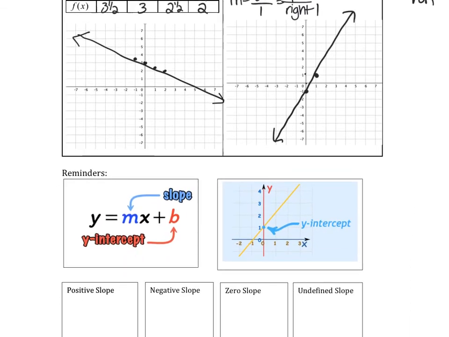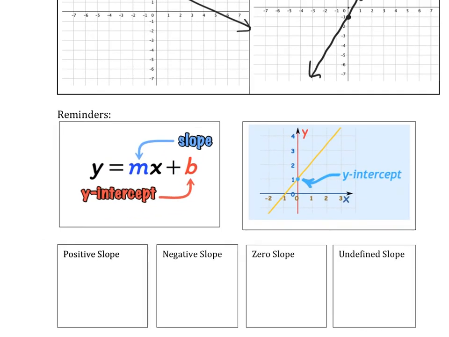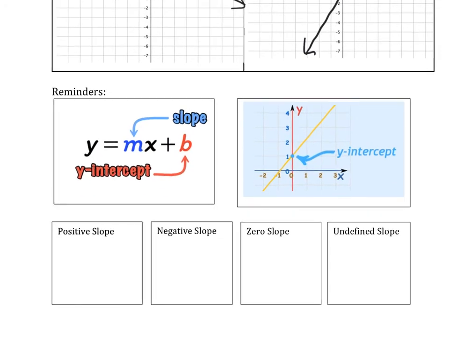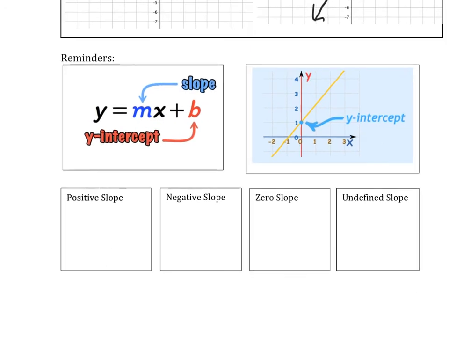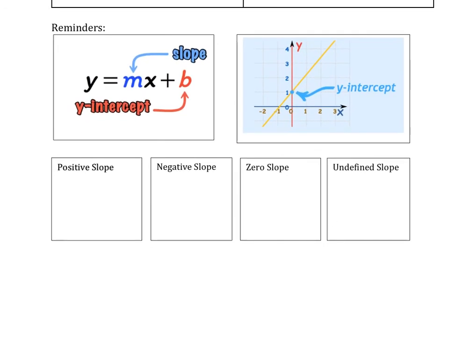So reminders. Reminders that the equation of a linear line is written y equals mx plus b, where m is the slope and b is the y-intercept. And the y-intercept is plotted right on the y-axis. Another reminder are the types of slopes that there are for lines. So a positive slope goes up from left to right. So a positive slope goes like this.